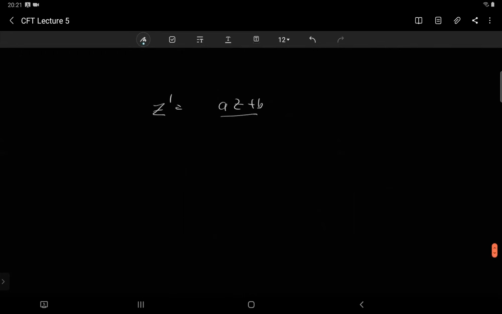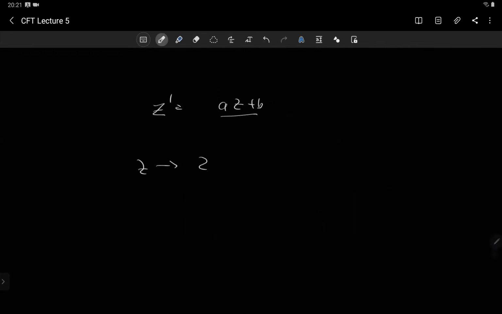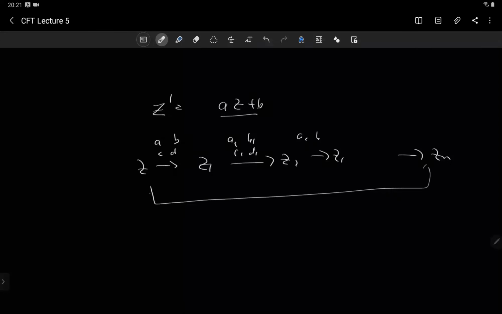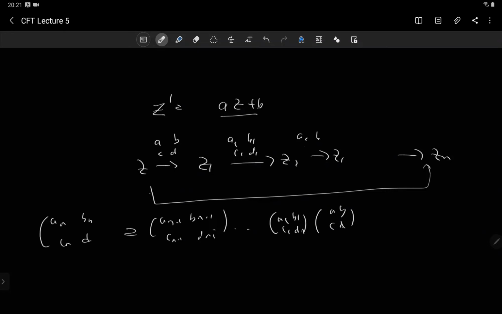So if I do z to z1, then I do z1 to z2, then z2 to z3, and you keep on doing it for zn. Here I take A, B, C, D. Here I take A1, B1, C1, D1. Here I take A2, B2, C2, D2. And I ask, if I do it directly from this to this, what will I get? It will just be A, B, C, D times A1, B1, C1, D1 and so on, times A n minus 1, B n minus 1, C n minus 1, D n minus 1. This will be given by A n, B n, C n, D n, which is the direct transformation from here to there.